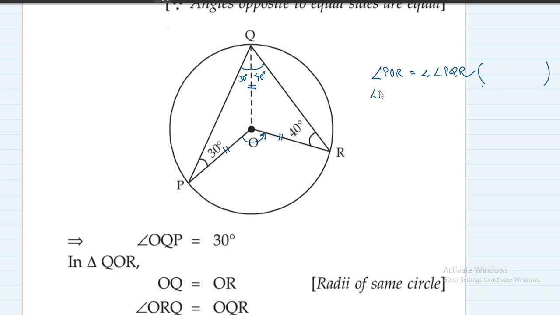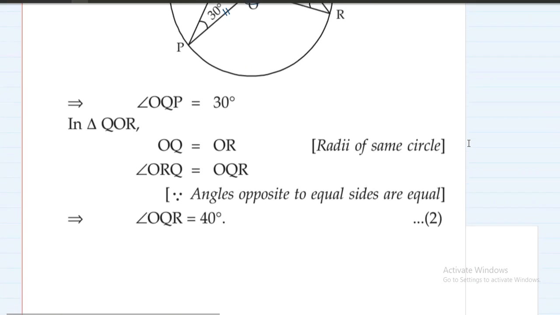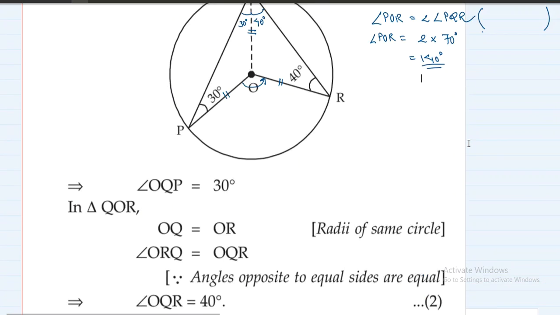So angle POR is equal to 2 times angle, कितना है ये? 30 plus 40, 70. That is 140 degree. So angle POR कितना है? 140 degree. ठीक है? So that's how we found angle POR.